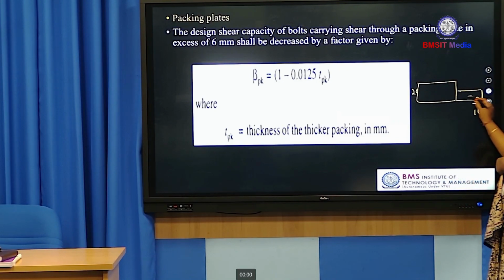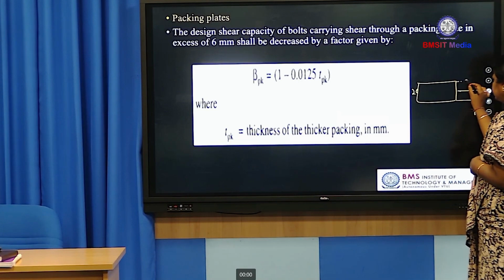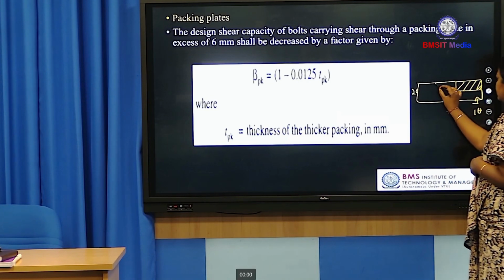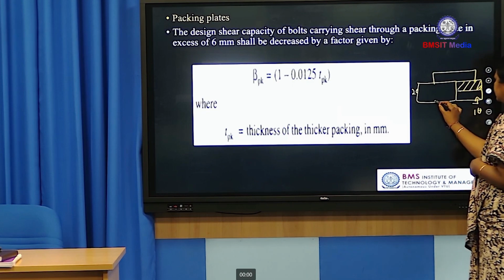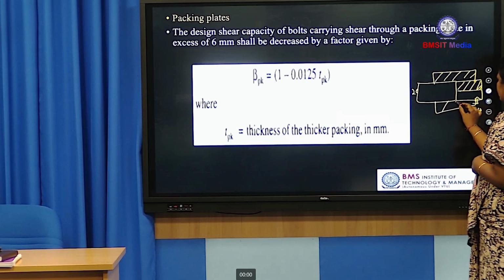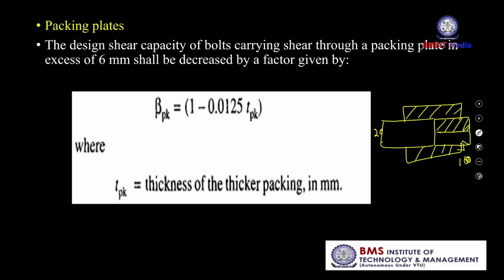How can we connect these two main plates by cover plate? We have to introduce one more packing plate here. This is the packing plate. After that we have to provide the cover plate. This is the cover plate. So, what is the thickness of this packing plate? This is 20 mm and this is 10 mm, so the thickness of the packing plate is 10 mm.